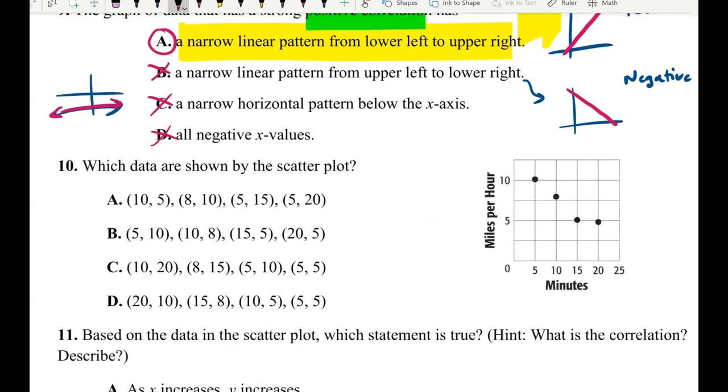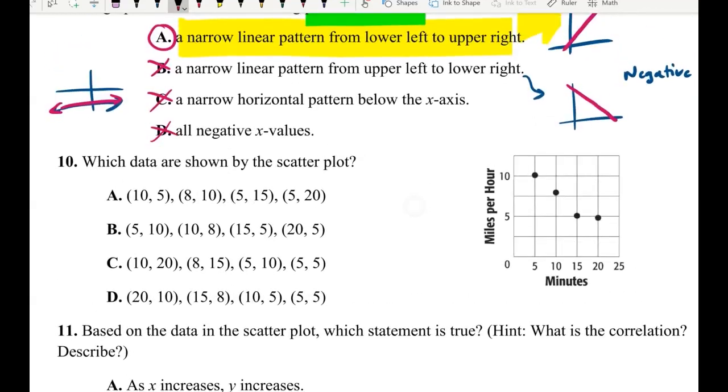All right, problem 10. Which data show in the scatter plot? So all we need to do is find these points. First point is 5, 10. Second point is 10, something. I will get a 6, 10, 6. And this one probably 15, I would say 5 point something. And this one is also 20, 5.